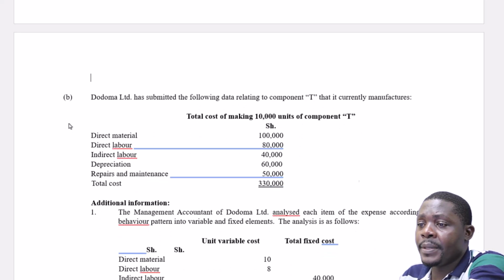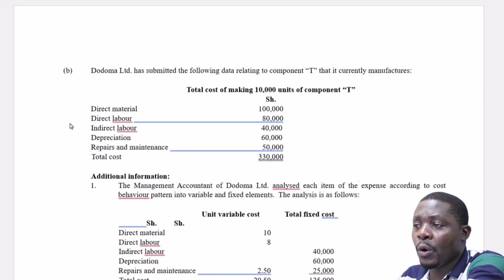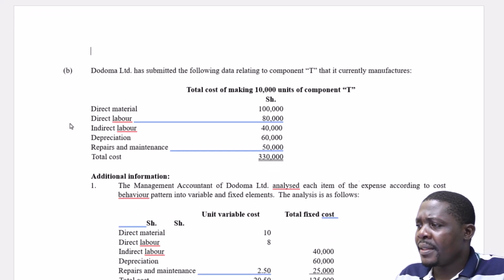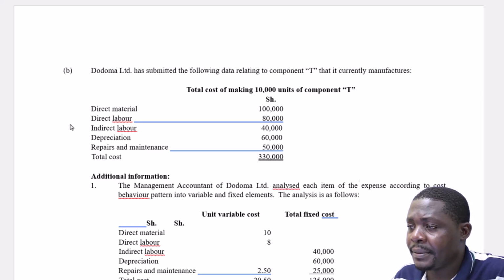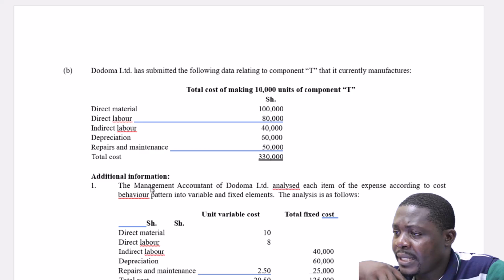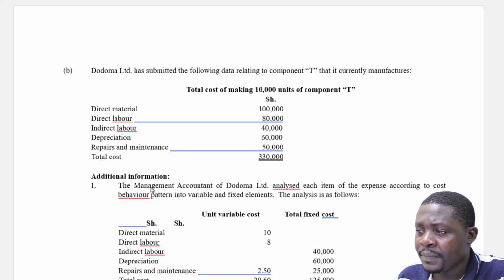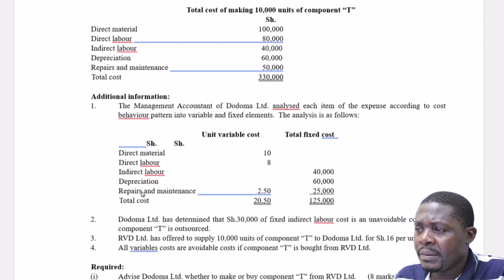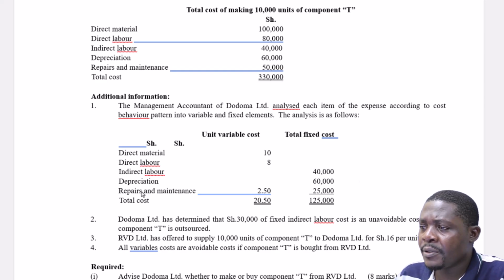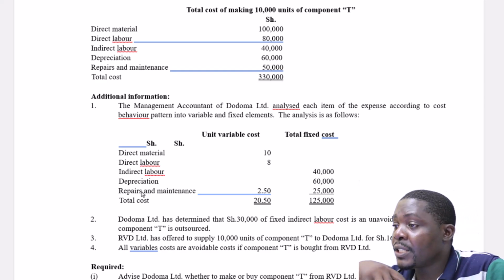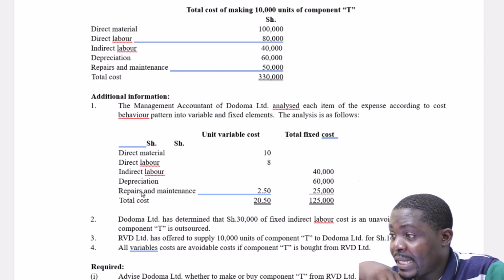the question is: Dodoma Limited has submitted the following data relating to component T that it is currently manufacturing. The total cost of making 10,000 units of the component, which requires direct material, direct labor, indirect labor, depreciation, and maintenance, totals 330,000. Then additional information: the management accountant of Dodoma Limited analyzed each item of the expenses according to the cost behavior pattern into variable and fixed cost.